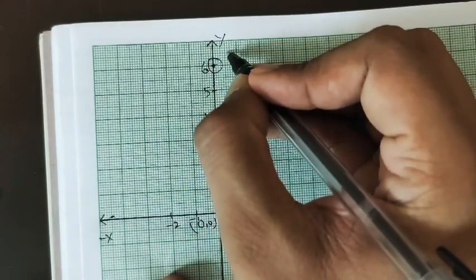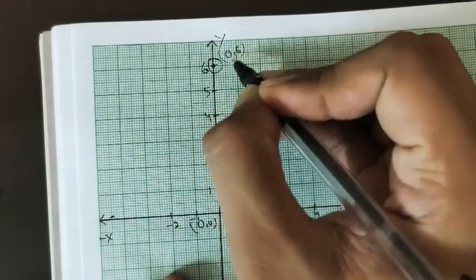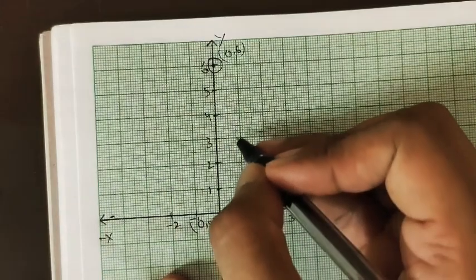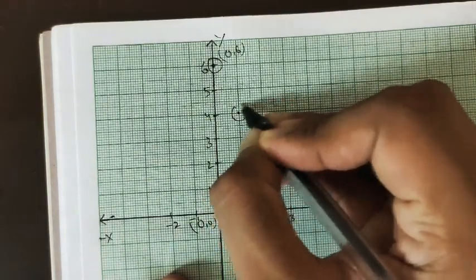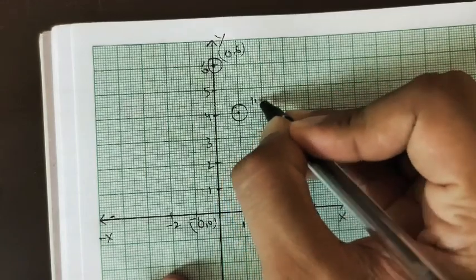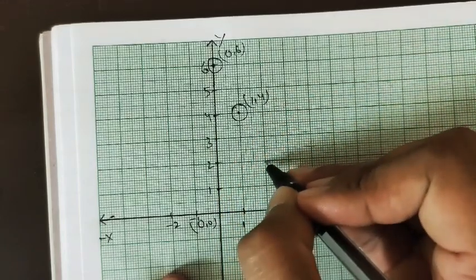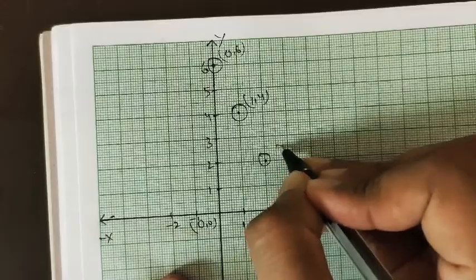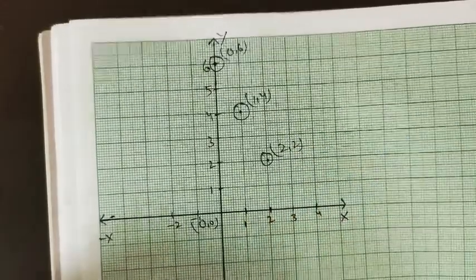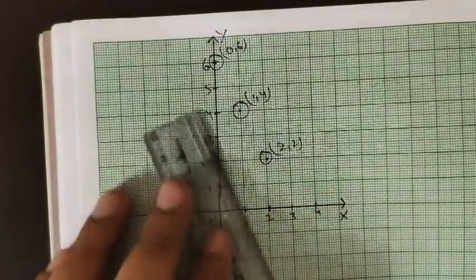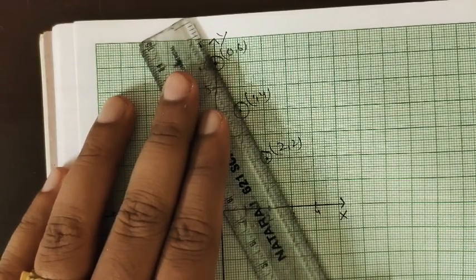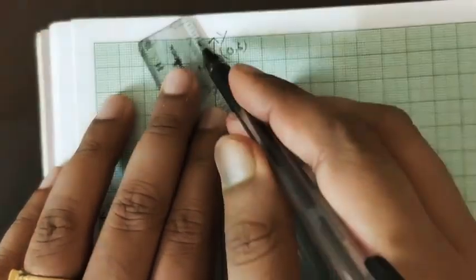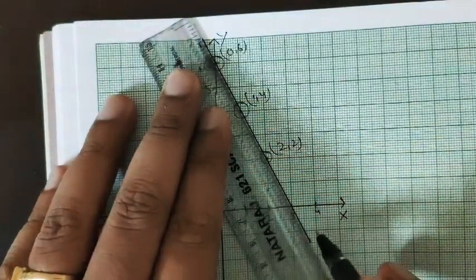Encircle this and write down 0 comma 6. Next is 1 comma 4. 1 comma 4 is this point, 1 on the x-axis and 4 on the y-axis. 2 comma 2 is this one. 2 comma 2, right? Now this is a straight line, so join it. Join these 3 points using a scale in this way, right?